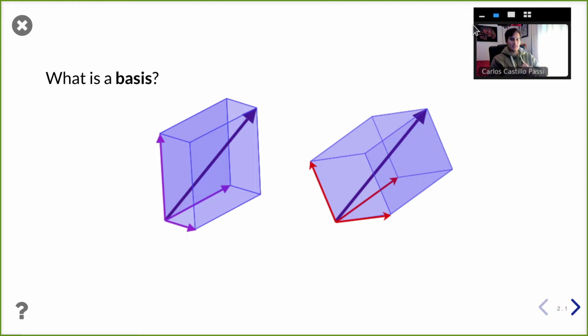So, for example, in this image, I show these purple vectors and these red vectors, and as you can see, they both generate the same vector. So there's multiple ways to write a vector with different bases. So a basis basically is a set of these vectors that can generate any vector in this space. In this case, I'm showing R3, well, the 3D space.